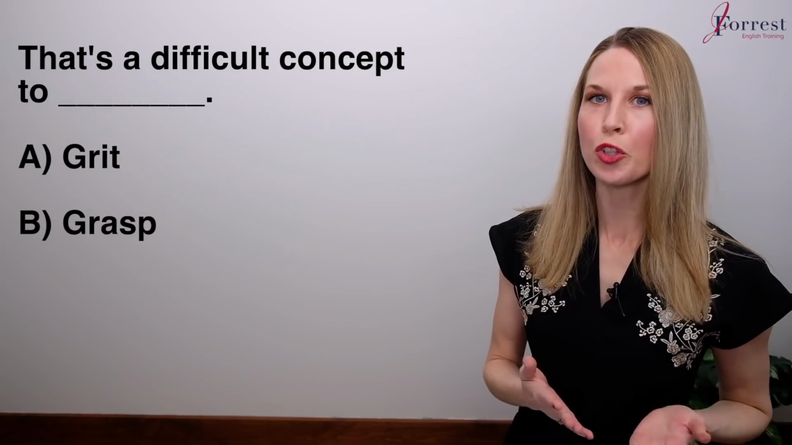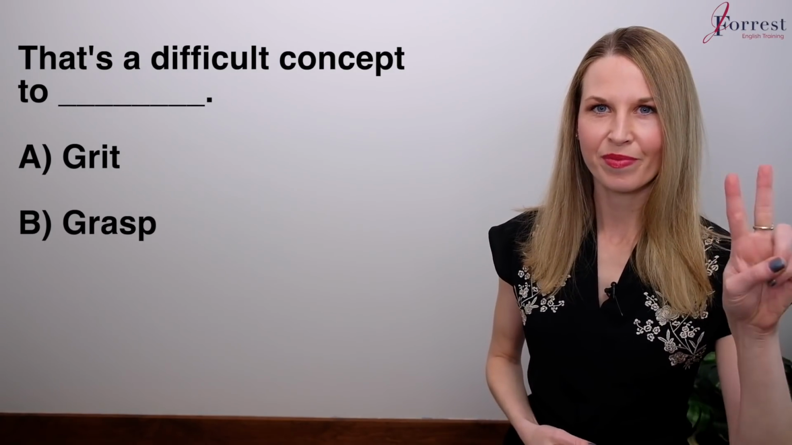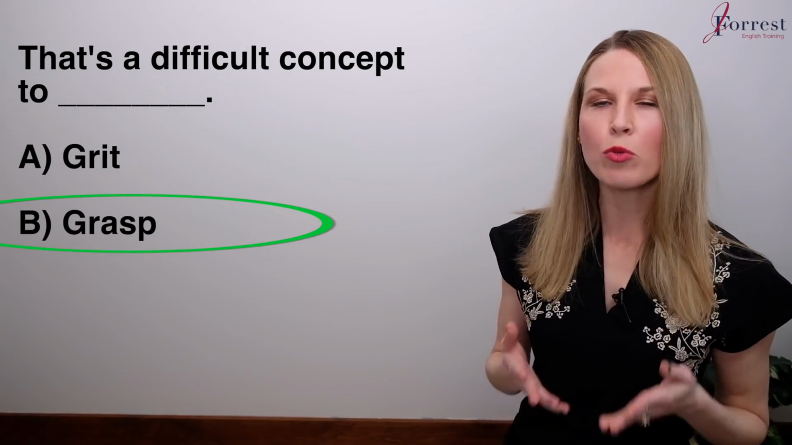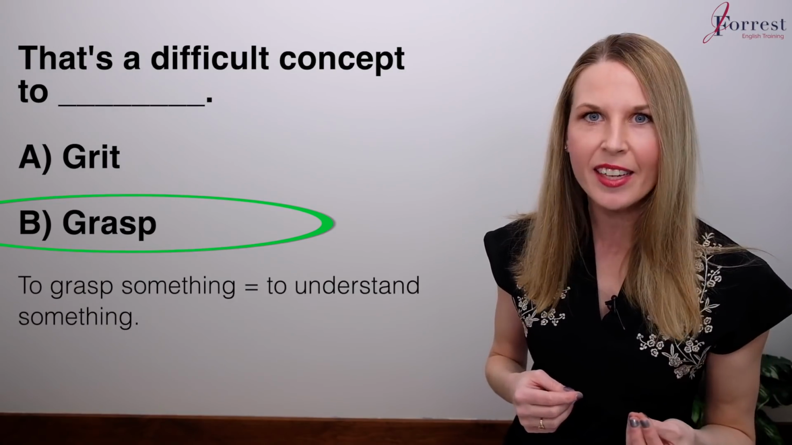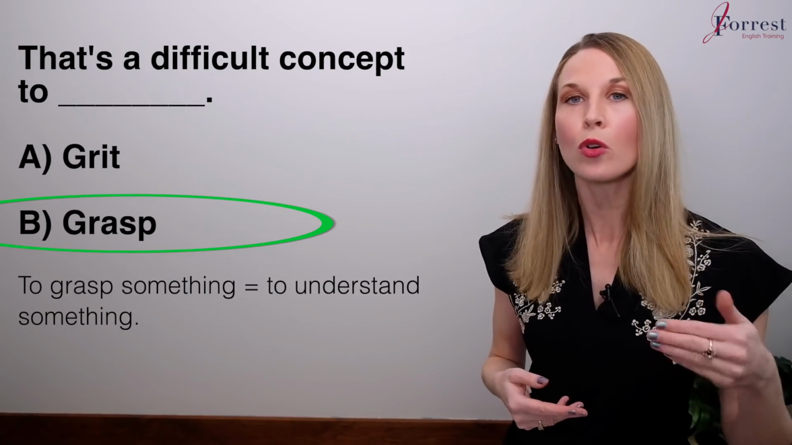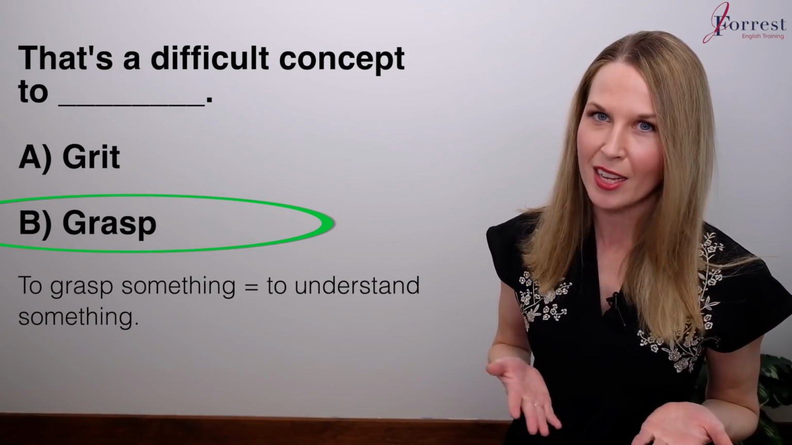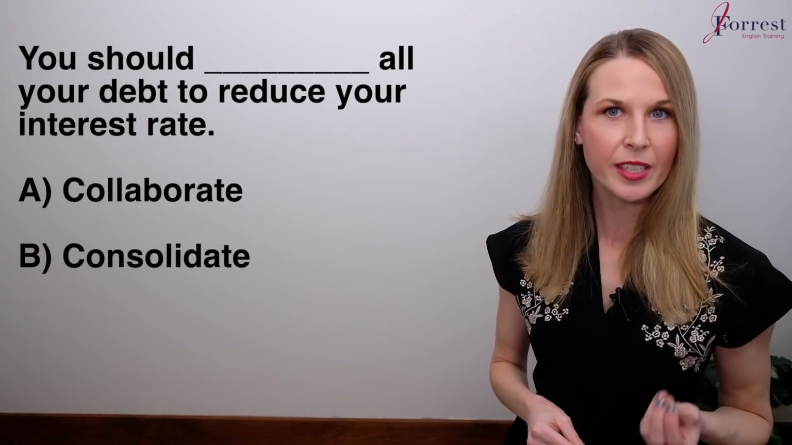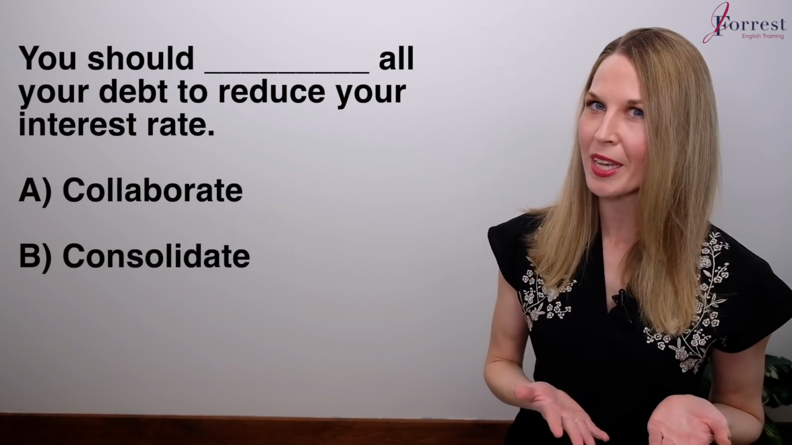Number 6. That's a difficult concept to blank. A or B? B, to grasp. When you grasp something, it simply means that you understand it. So it's the same as saying that's a difficult concept to understand. That's a difficult concept to grasp. Number 7, you should blank all your debt to reduce your interest rate. A or B?